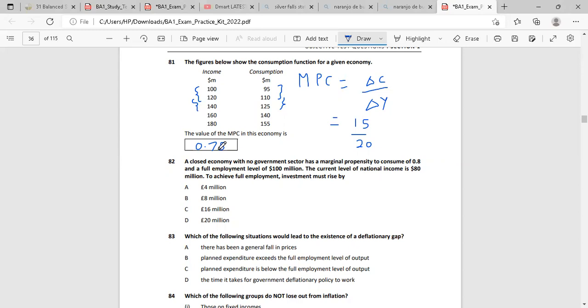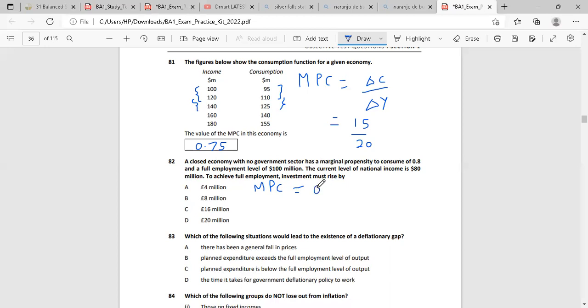A closed economy with no government sector has a marginal propensity to consume of 0.8 and a full employment level of 100 million. The current level of national income is 80 million. To achieve full employment, investment must rise by? So MPC is equal to 0.8. Full employment is 100 million. The current level of national income is 80 million. What is MPS? MPS is 1 minus MPC.